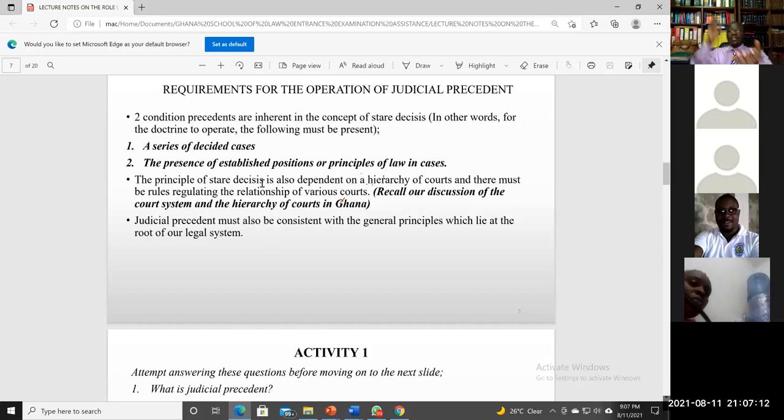To have a judicial precedent, you must have a law reporting system to make decided cases available. You must have a court structure so that you know which courts are able to lay down binding decisions, and so on and so forth. Another thing to note is that judicial precedent must be consistent with the general principle which lies at the root of the legal system. And those general principles are simply the fact that we follow a common law tradition, a structured approach where some courts are more senior than others, and so on and so forth.